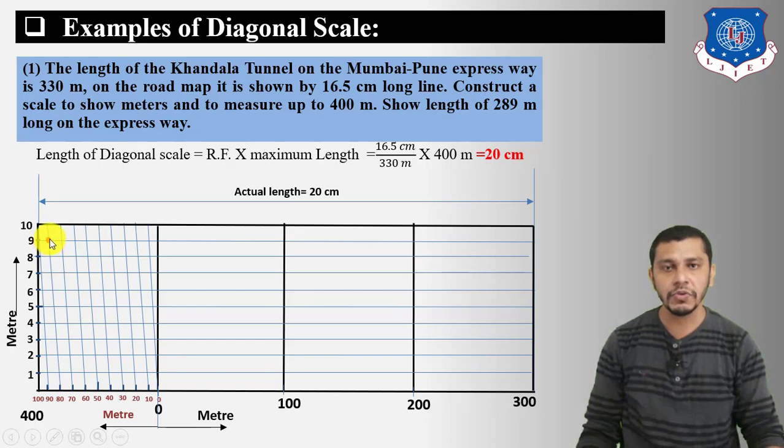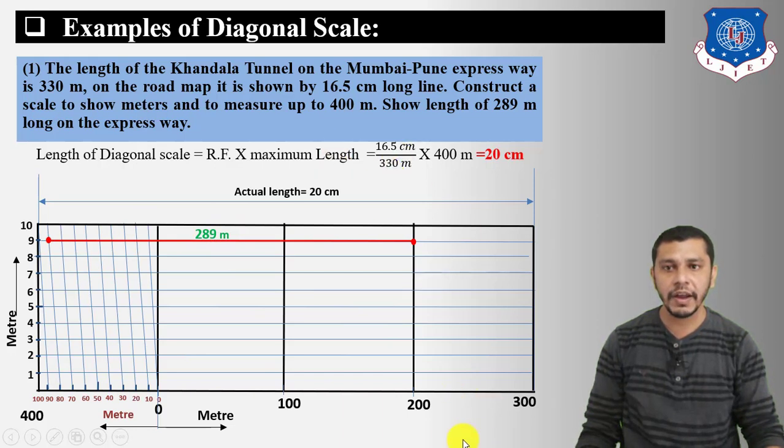Now we have to show 289. So from the main scale take 200, and this point will show 89. So from this point to this point, this length will be our 89 meter, and from this point to this point, this length will be our 200 meter. So connecting this will be our 289 meter.